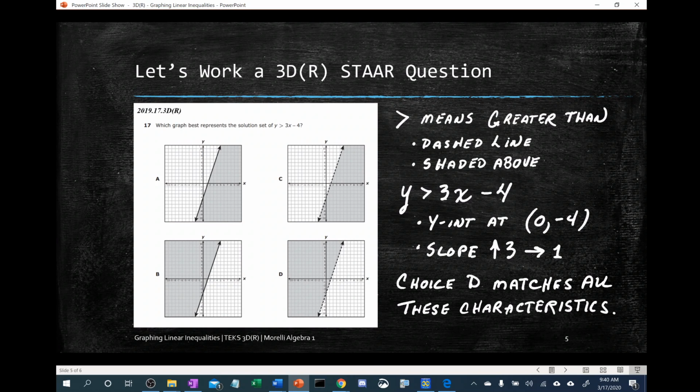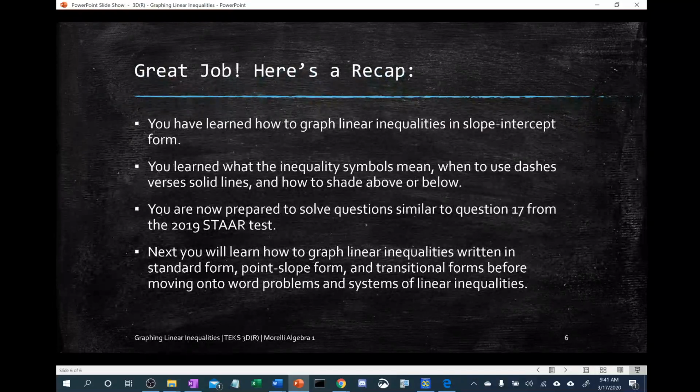Okay, so let's recap what we just learned. We've just learned how to graph linear inequalities in slope-intercept form.